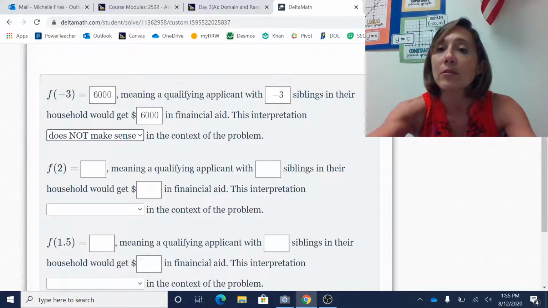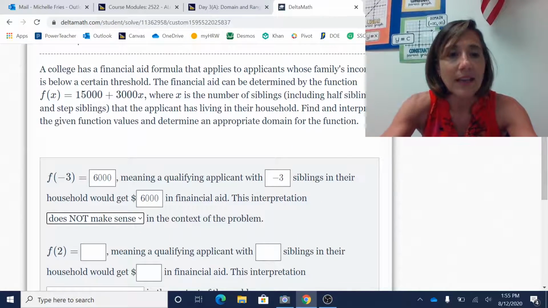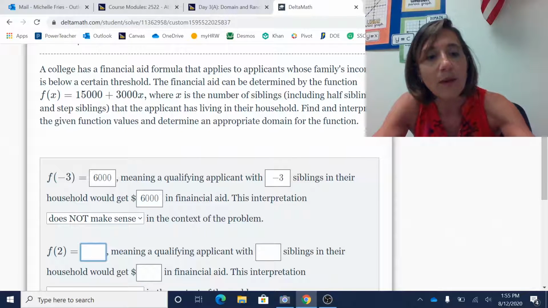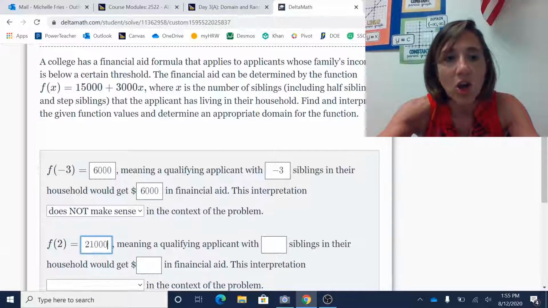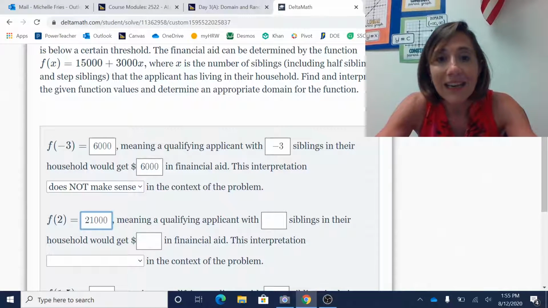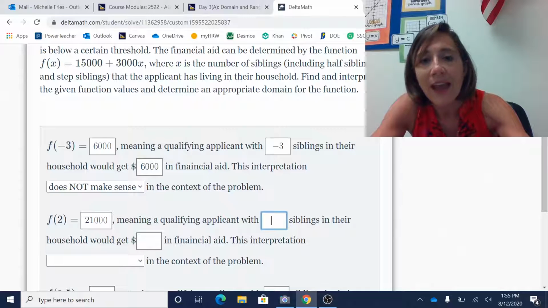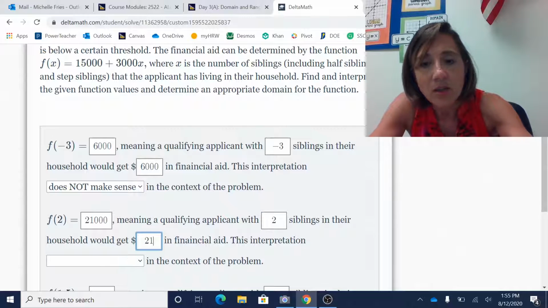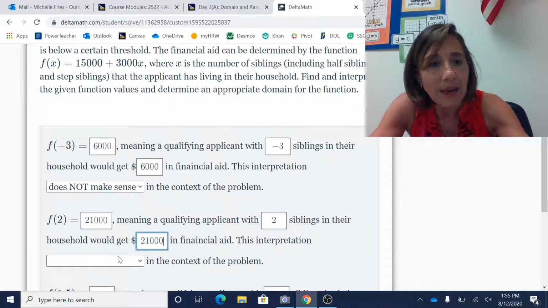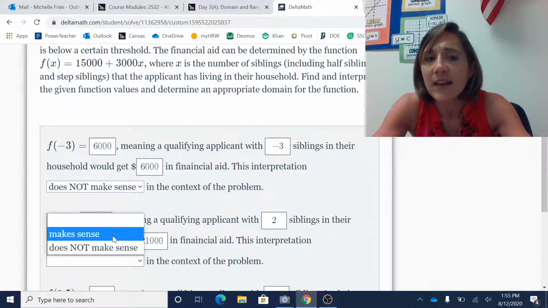F of 2, okay, so this would be if you have 2 siblings. I already evaluated this one for you because that was my situation when I was a kid. I would get $21,000, meaning a qualifying applicant with 2 siblings, that's my x value, would get $21,000 in aid. Now, that one does make sense.